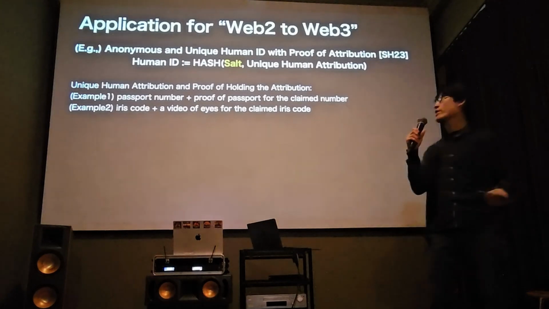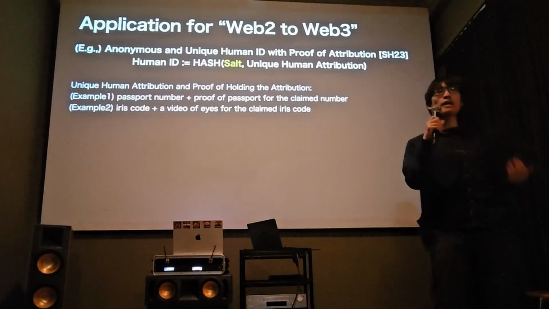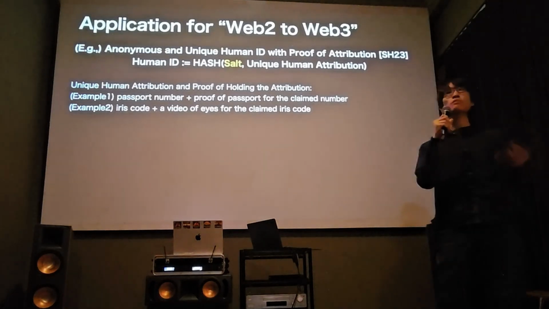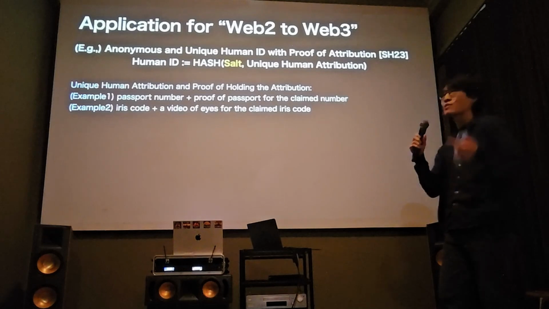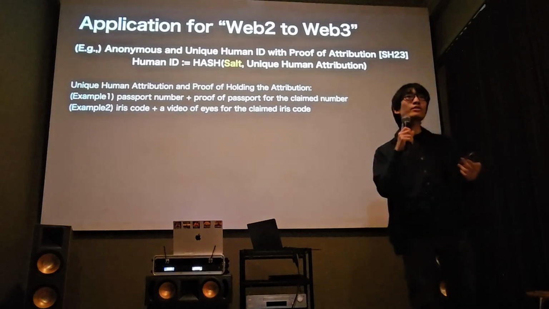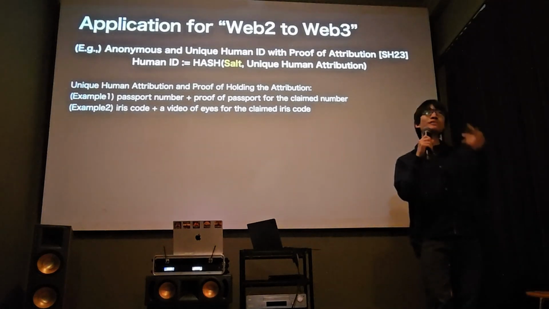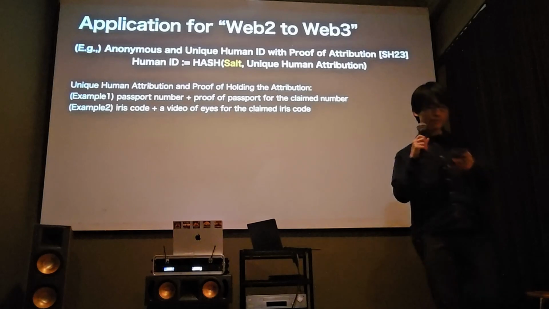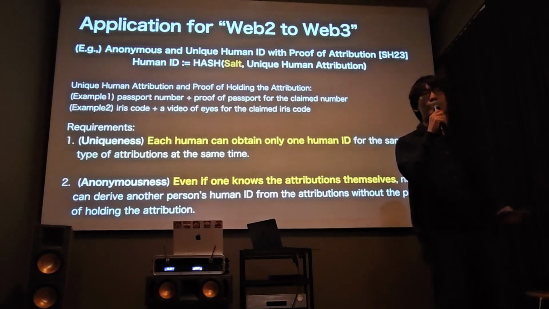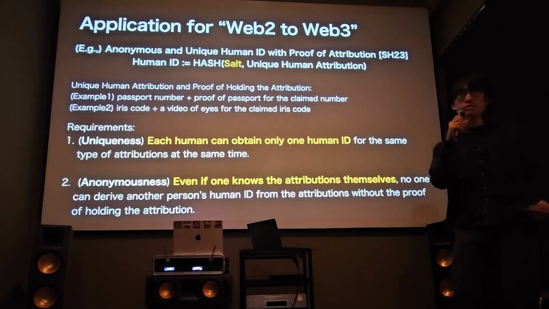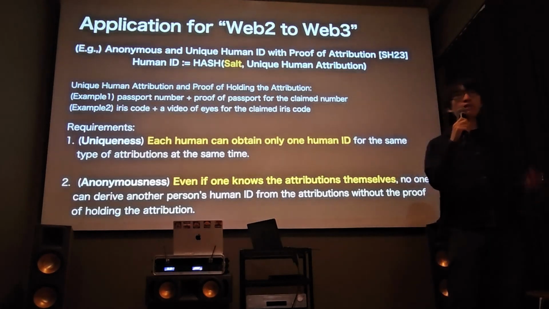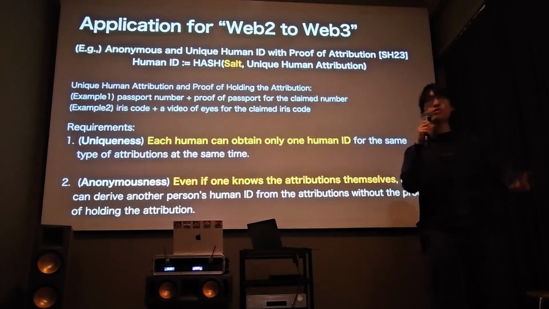And we can also define its proof of holding the attribution, like proof of passport for your claimed passport number, or a video of your eyes, and this proof says the eyes in this video have a claimed iris code, and this eye is also a living one. And we want two requirements about this human ID. First one is the uniqueness. It says each human can obtain only one human ID at the same time for the same attribution type.